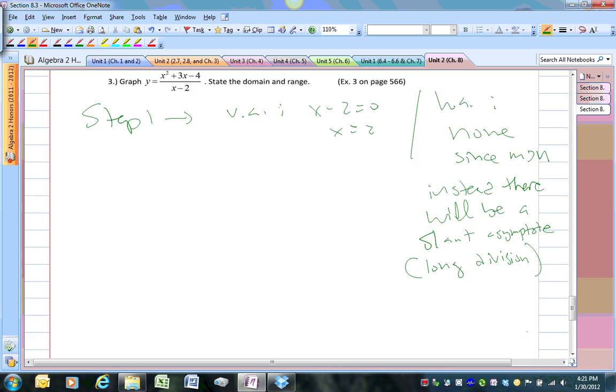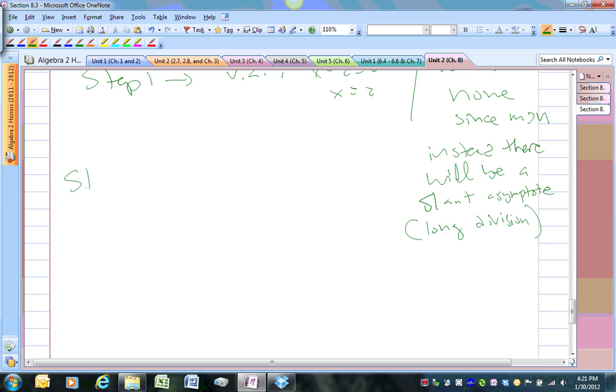So I'll show you that on block 1. But I think we have enough to do this graph. Make a table. So let's plot 1 and 3. If you plot 1, you should get 0. If you plot 3, you should get 14. And the more I think about it, we're going to have to find the slant asymptote. So let's actually do it.